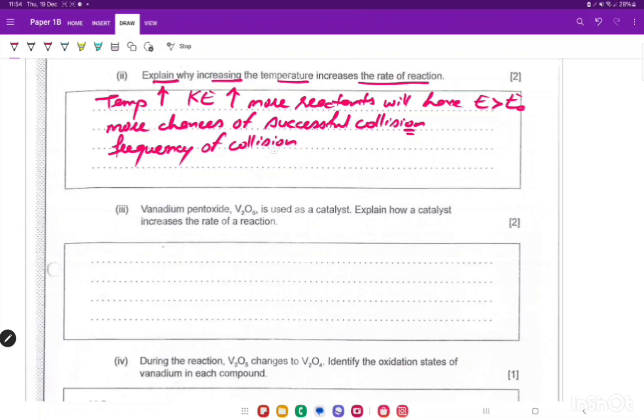More chance of successful collision along with increase in frequency of collisions. Thus, rate of reaction will increase. So when you increase temperature, the kinetic energy of the reactant particles will increase. Thus, frequency of collision will increase, and there will be more particles having energy greater than activation energy. Thus, there's more chance of successful collisions, thereby increasing the rate of reaction.